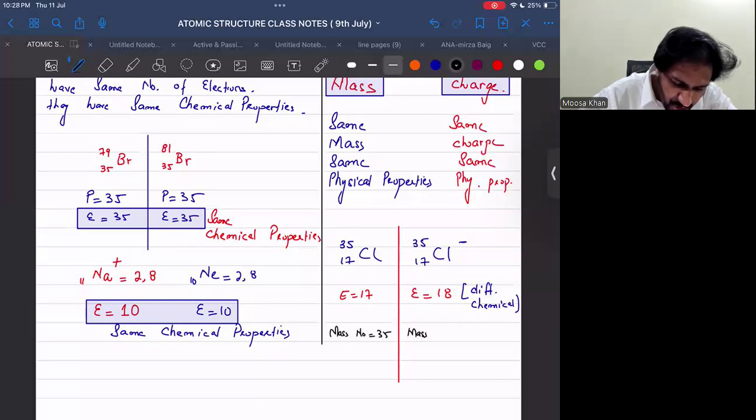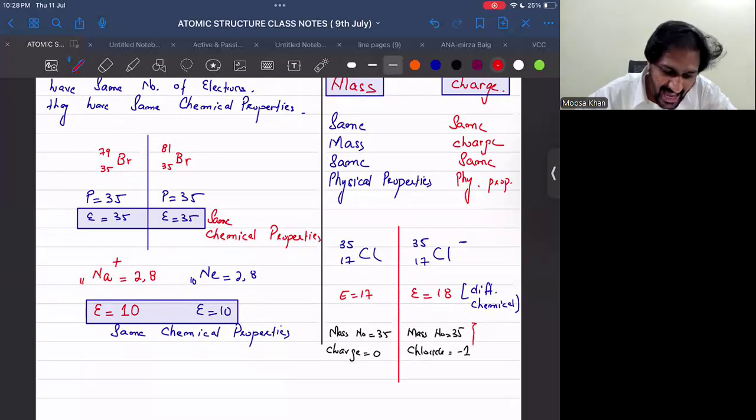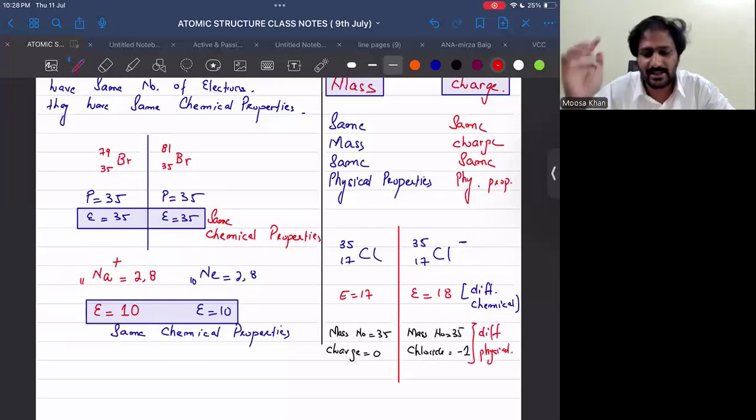So not just on the basis of mass, you cannot decide that they should have same physical properties. मास के साथ साथ चार्ज भी सेम होना मस्ट है, because the charge over chlorine atom is 0 and the charge over chloride ion is -1. Although their masses are equal, but their charges are not equal. So it means they have different physical properties. फिजिकल प्रॉपर्टीज सेम होने के लिए मास भी सेम हो और साथ में चार्ज भी सेम होना जरूरी है. दोनों का साथ में सेम होना जरूरी है.